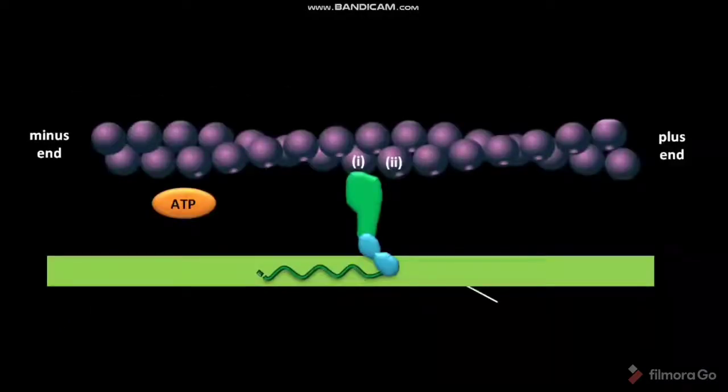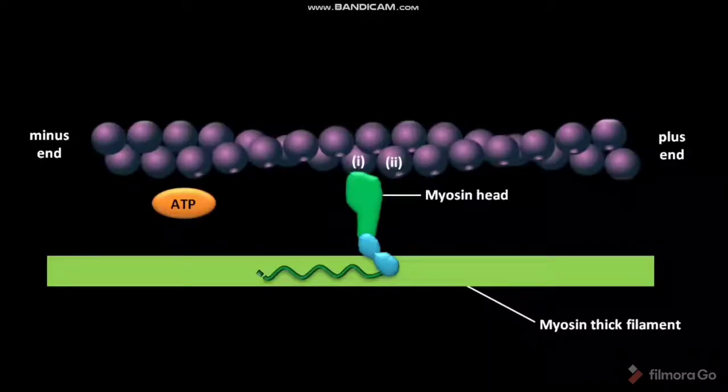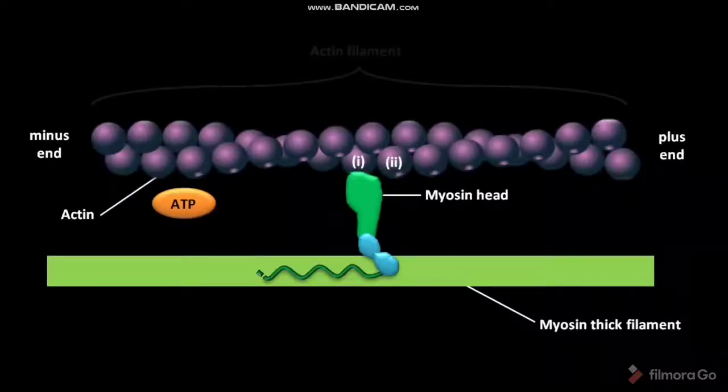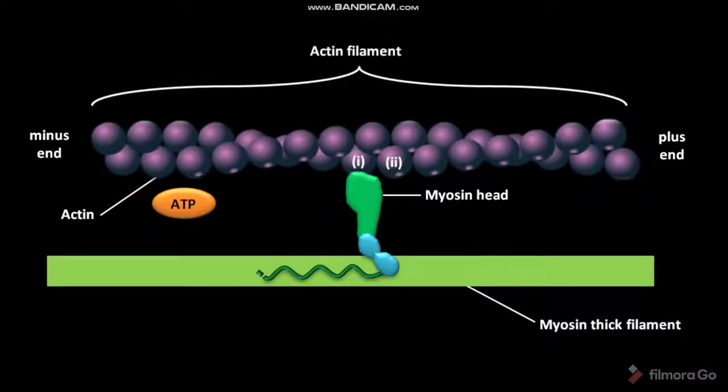This is the myosin thick filament. In this cycle, first of all, the myosin head is locked tightly to an actin monomer in the actin filament. In this stage, the myosin head has a rigor configuration. The configuration is called rigor configuration because this configuration is responsible for rigor mortis. Rigor mortis is the rigidity of death.